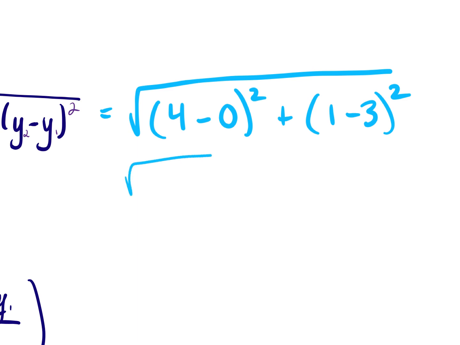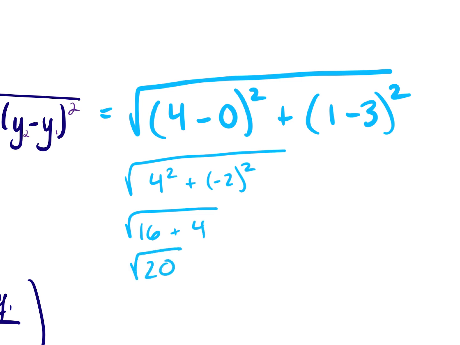So here we have 4 minus 0 would be 4 squared plus 1 minus 3 is -2 squared. 4 squared is 16 plus -2 squared is 4. So we have the square root of 20. We always want to simplify our square roots if we can.